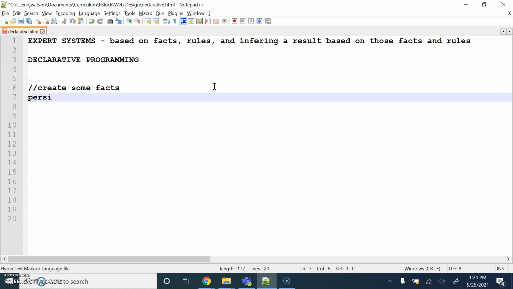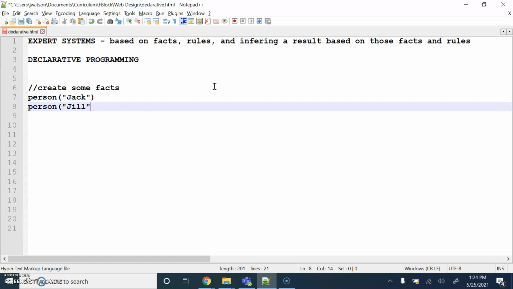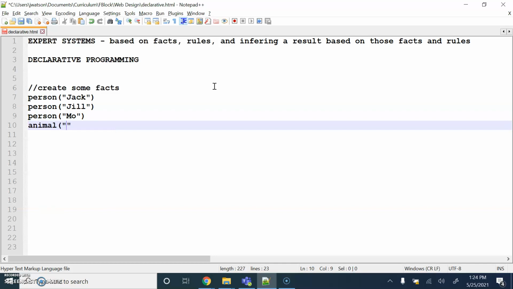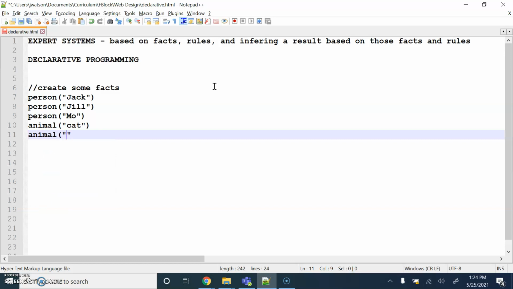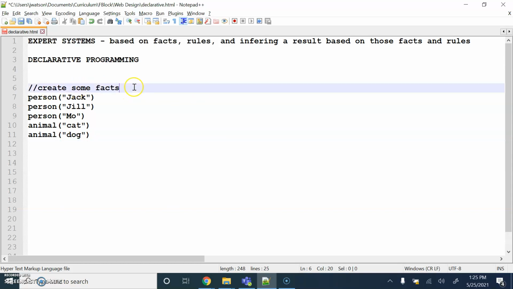So for example, here's a fact, and here's a fact. And here's another fact. And here's another fact. And let's just do a few more. So I'm a human, and I'm just entering data into the expert system. Okay? So we're creating some facts. Let's just change the way I'm wording that. Enter facts into the knowledge base.